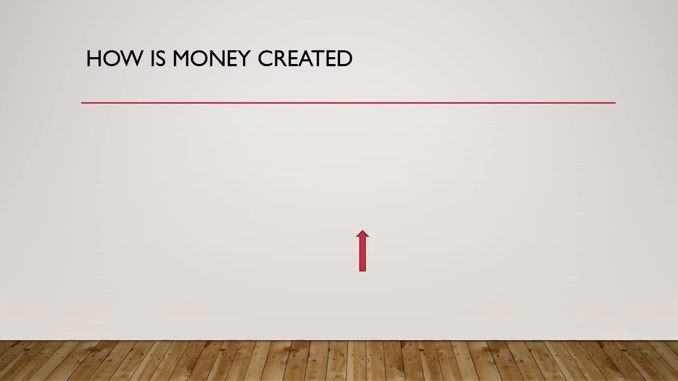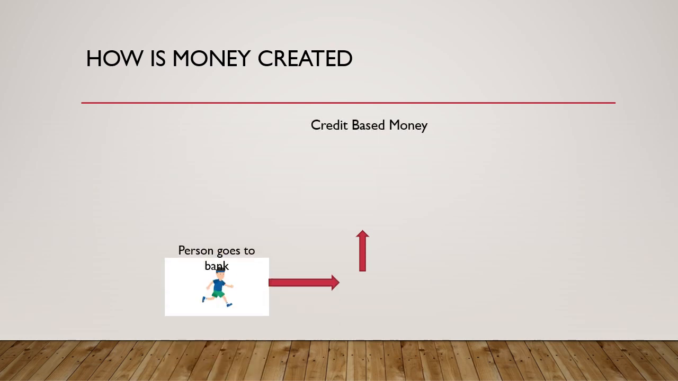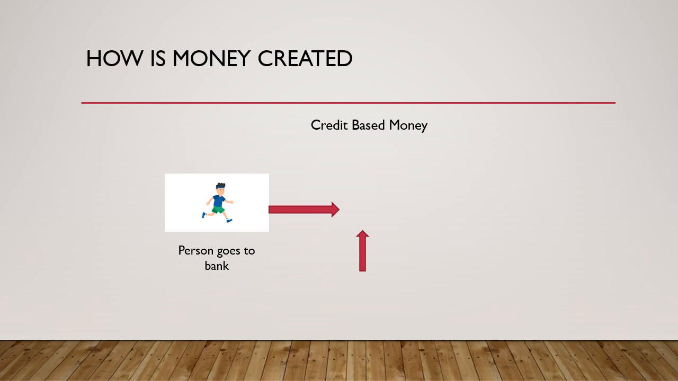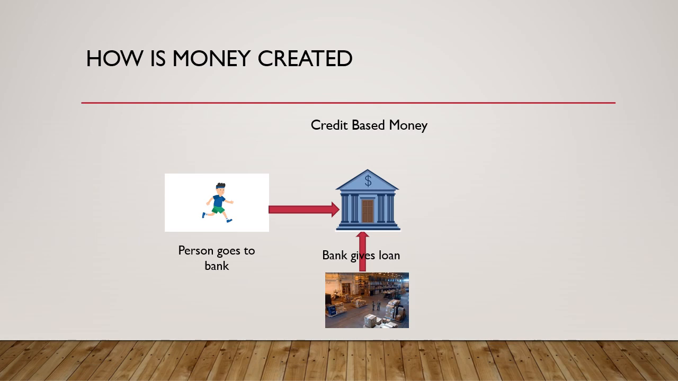Now, how does credit-based money work? Let's say a person goes to the bank to get some loan, some credit. The bank extends the loan to the person in lieu of some collateral, and that's it. Voila! Credit is created and money is created in the economy. Why? Because, as the name suggests, money is credit in this system, and credit is money.